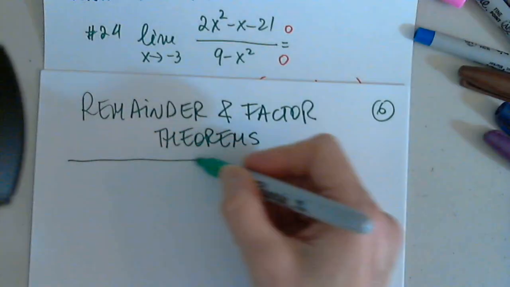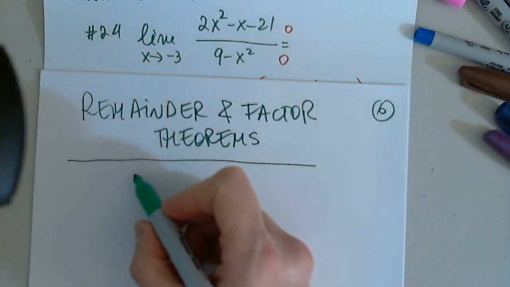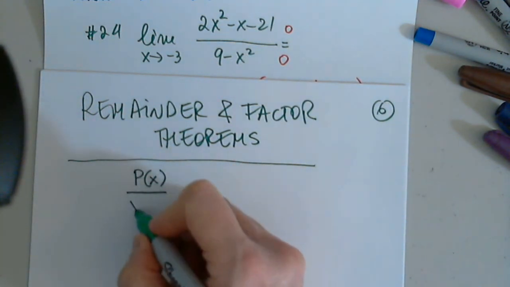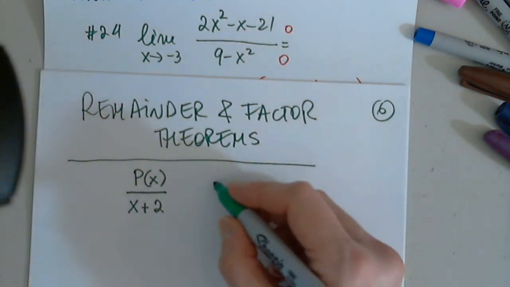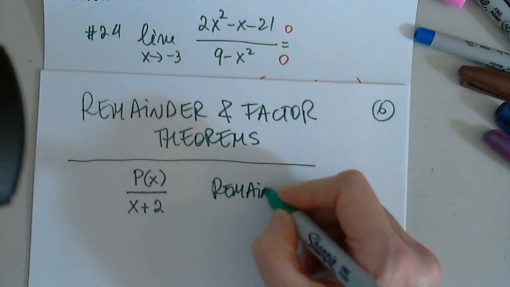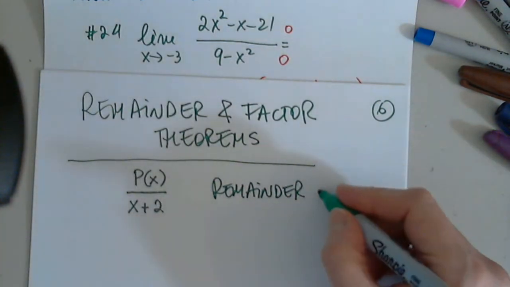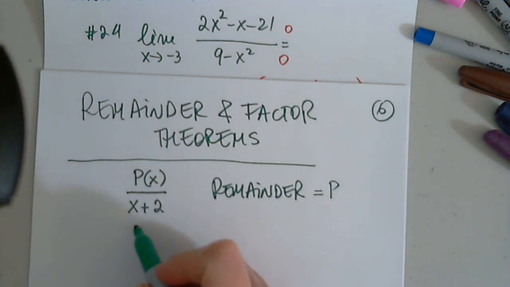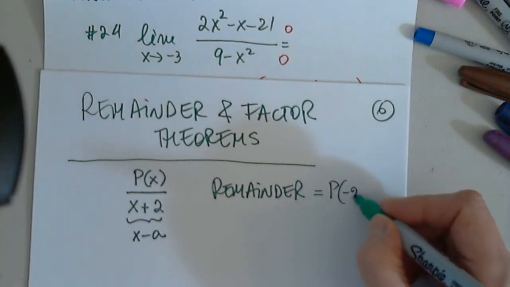You may remember them from previous math courses or not. It's okay. Here's what I need you to understand. If I have a polynomial, p of x, divided by, let's say, x plus 2, the remainder of this division, if there is one, will be the numerator evaluated. So this has to be x minus a. So a is negative 2 in this case. P of negative 2.